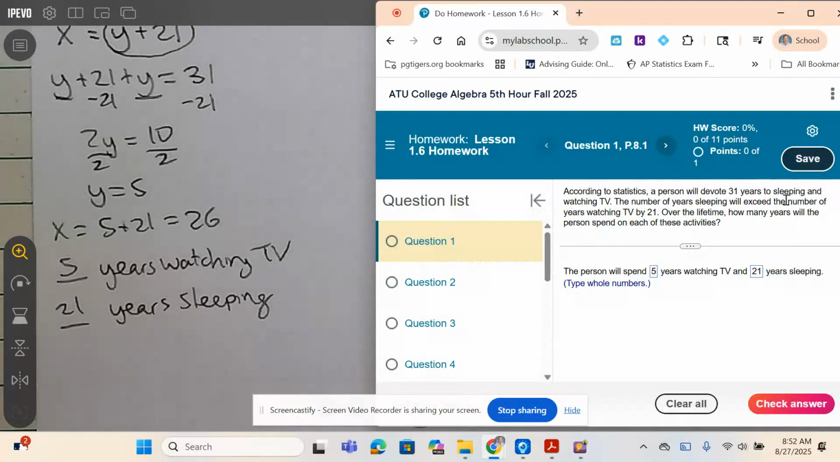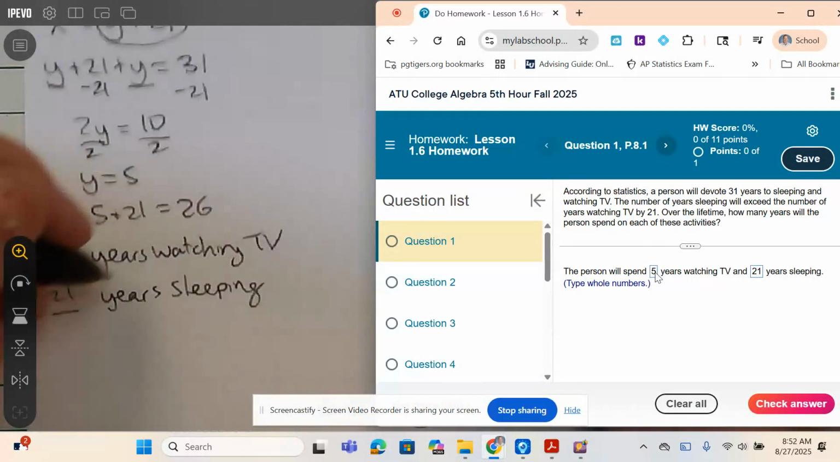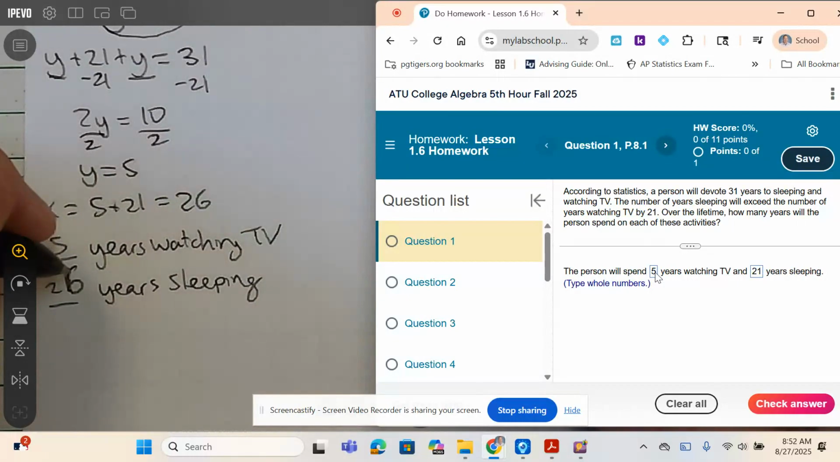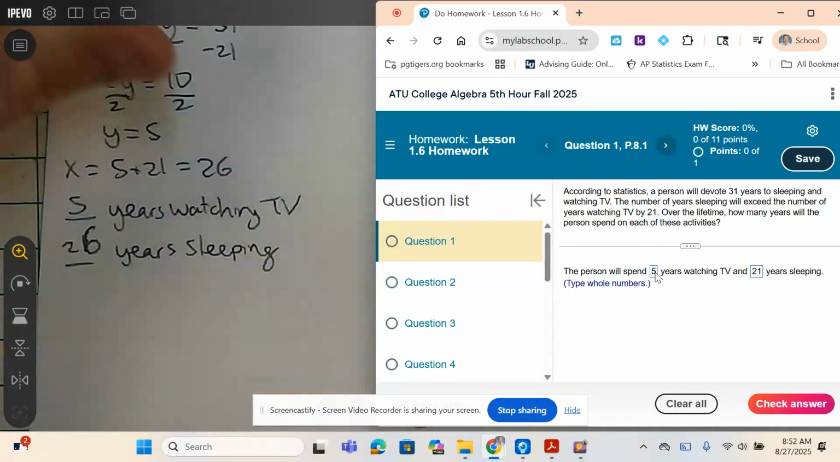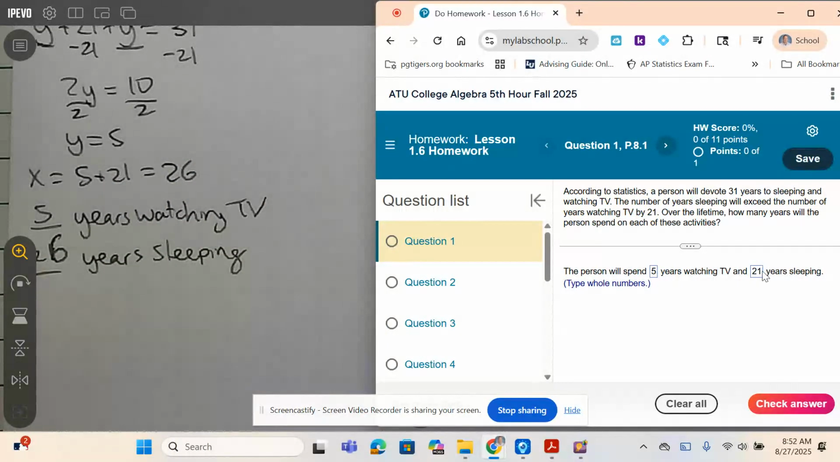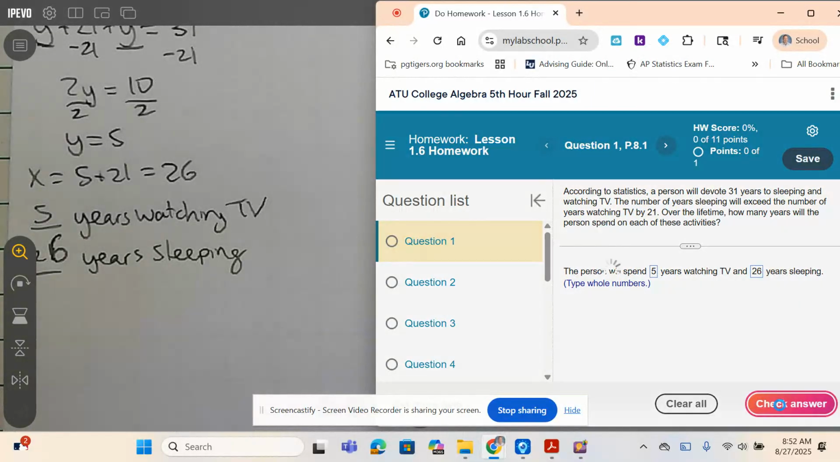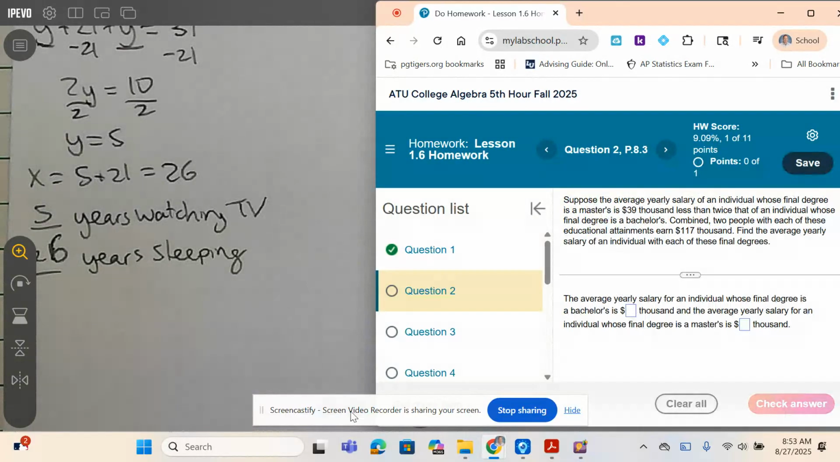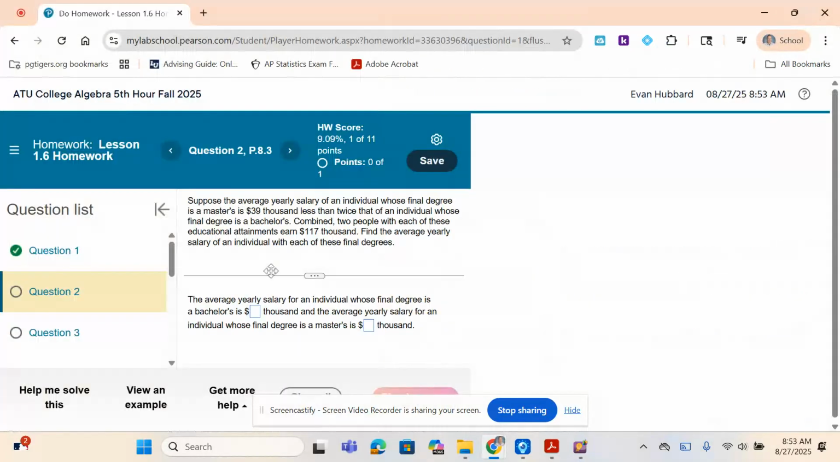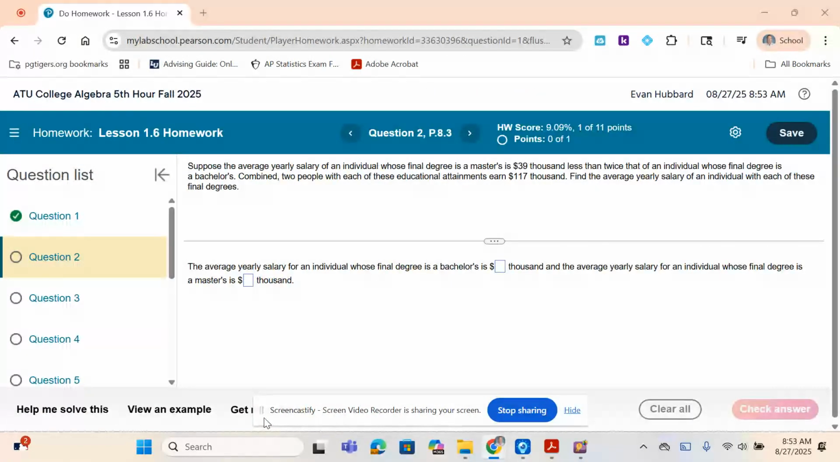Whoa, already 0 for 1. What did I do wrong here? Wait, it's 31 total. 26. My bad, 26. I just copied, I don't know why I copied down 21. Sorry. It was 26. I was about to say, that guy does not know what he's talking about. It's the first one I missed all year on here. It won't be the last, though. I promise you that. All right.